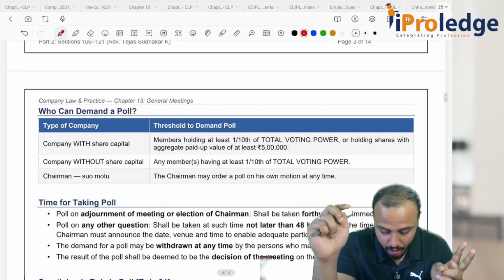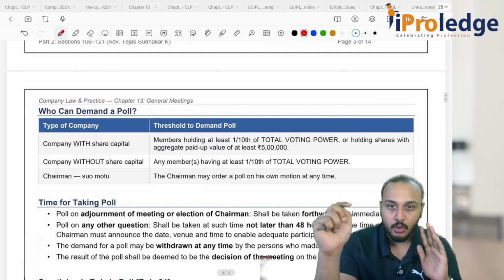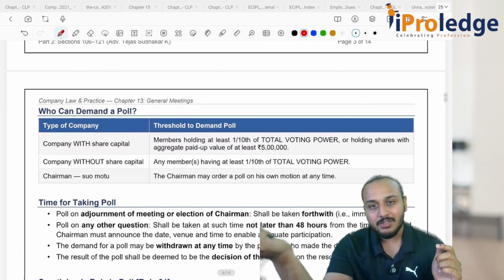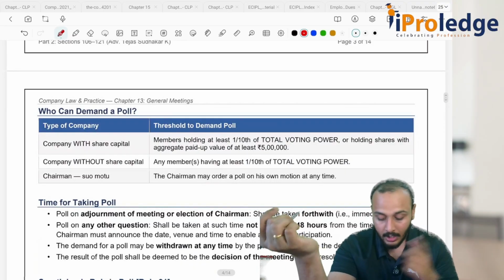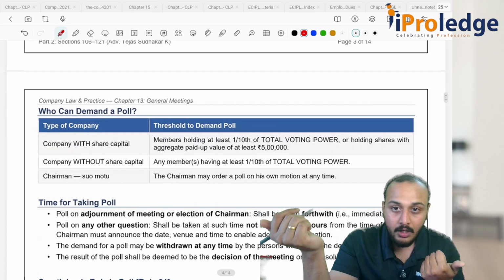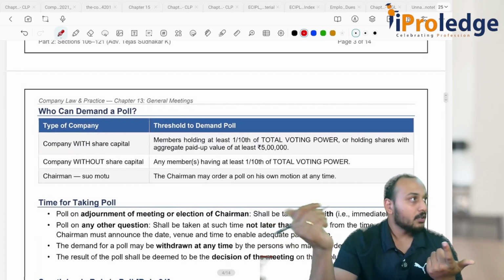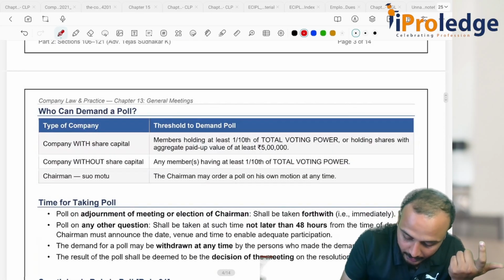Then, company without share capital. Any member having at least 1/10 of the total voting power. Here, paid up value does not come because the company does not have share capital. And when you are looking at paid up value, you will only and only look at face value, and market value is immaterial.